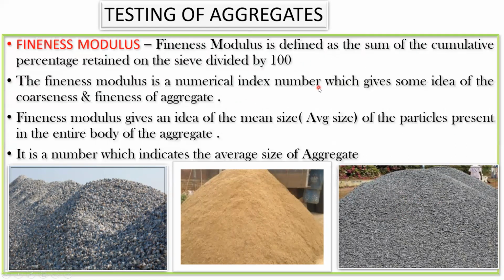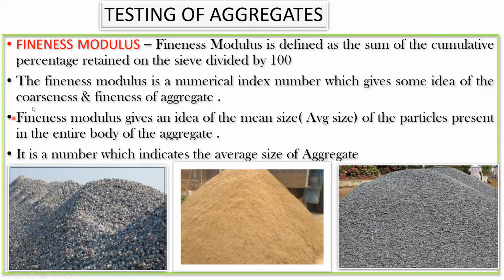So fineness modulus is defined as the sum of the cumulative percentage retained on the sieves, divided by 100, right? The fineness modulus is a numerical index number which gives us some idea of the coarseness and fineness of the aggregate. That means it gives us one particular number, and based on that number, I'll be in a position to tell whether the aggregate I'm using is a coarse aggregate or a fine aggregate, right?